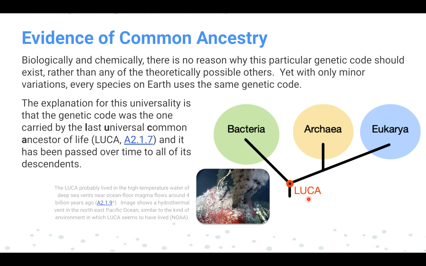Evidence of common ancestry. Biologically and chemically, there is no reason why this particular genetic code should exist rather than any of the other theoretically possible ones. Yet with one minor variation, each species on Earth uses the same genetic code. The explanation of this universality is that the genetic code was the one carried by the last universal common ancestor of life, that's LUCA. And it has been passed on over time to all of its descendants. And that is how we are still following the same genetic possibilities.